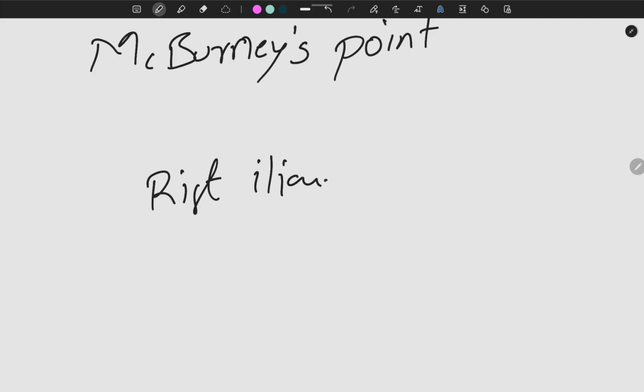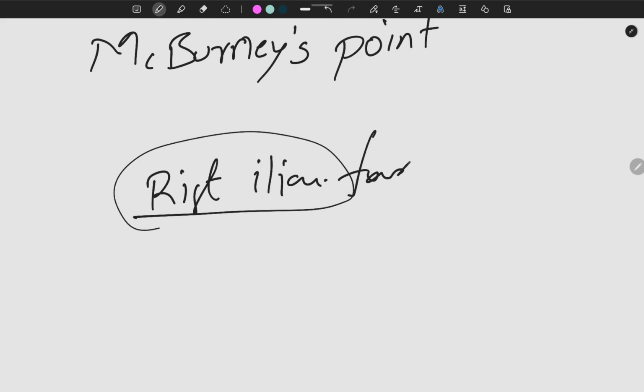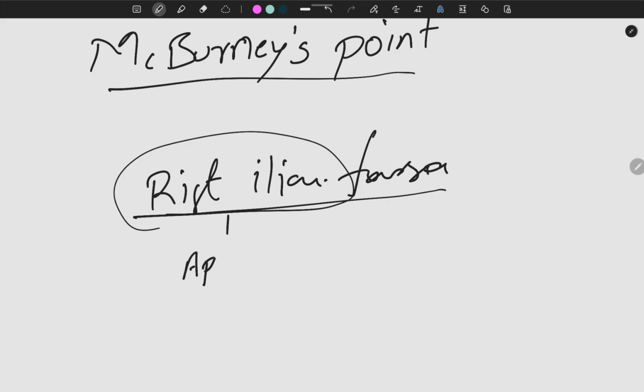Okay, so the right iliac region, otherwise it is known as the right iliac fossa. This is McBurney's point. Mainly we can see the pain in appendicitis. When the appendix is infected, it is known as appendicitis.